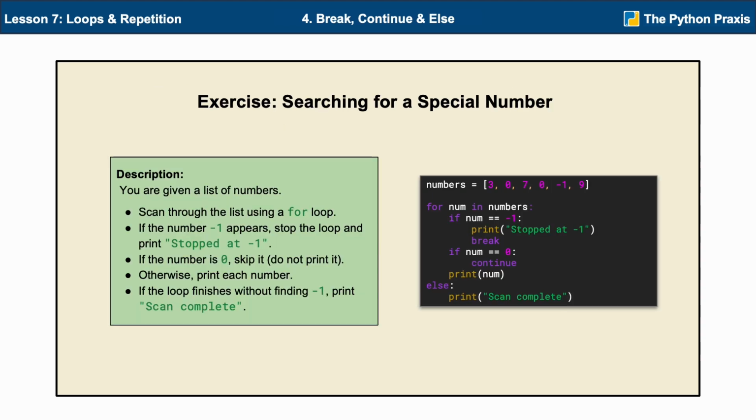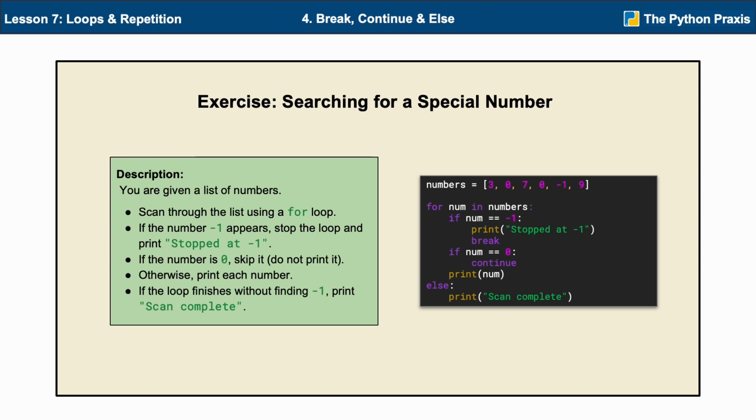In this exercise, we are searching for a special number. You are given a list of numbers. You should write a program that performs the following tasks. Scan through the list using a for loop. If the number -1 appears, stop the loop and print "stopped at -1". If the number is 0, skip it, do not print it. Otherwise, print each number. If the loop finishes without finding -1, print "scan complete".